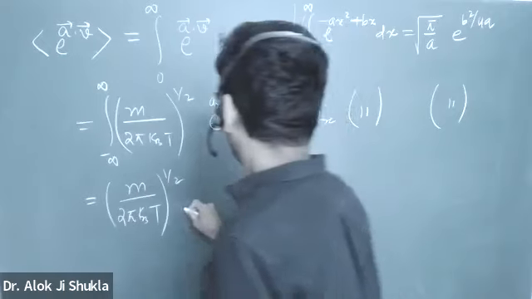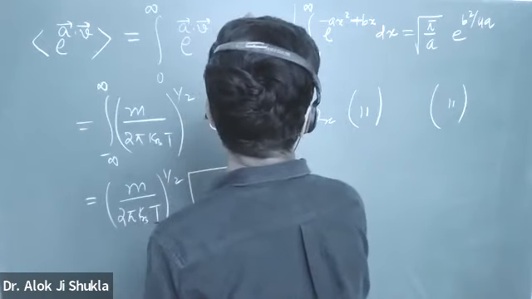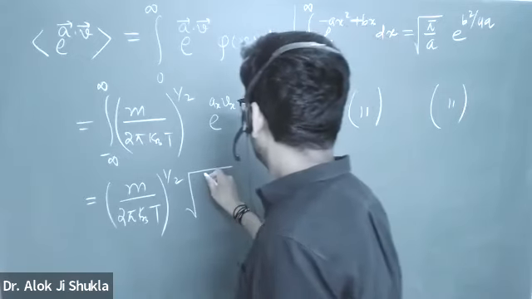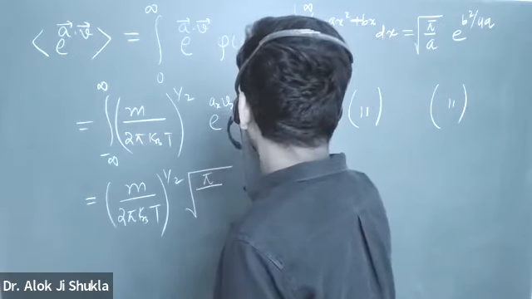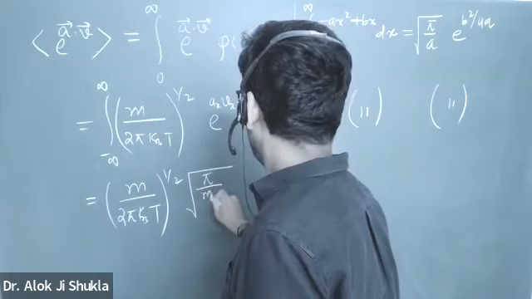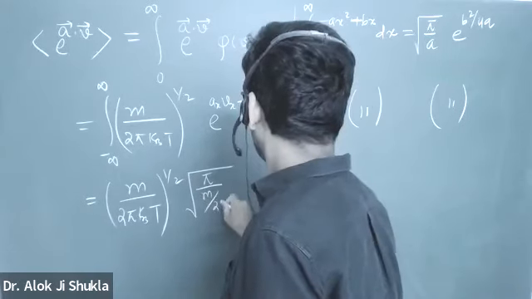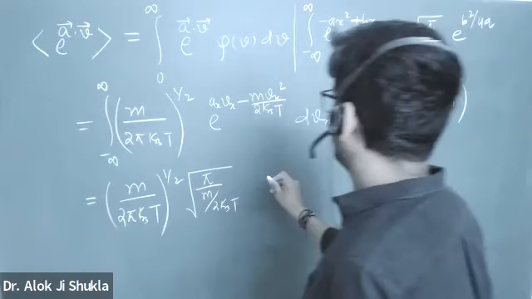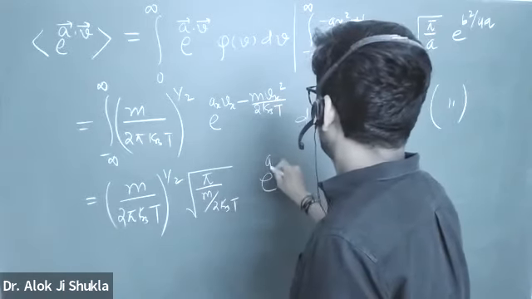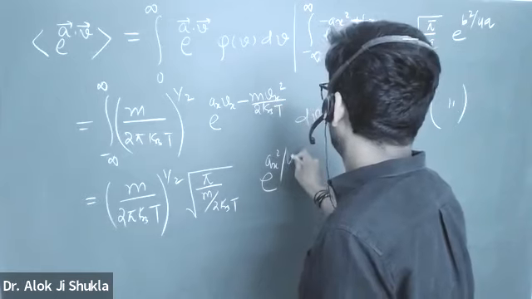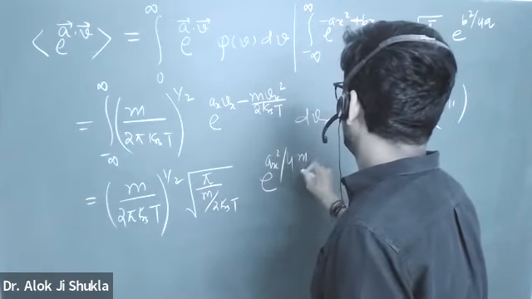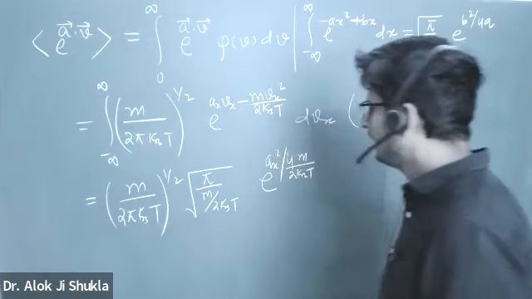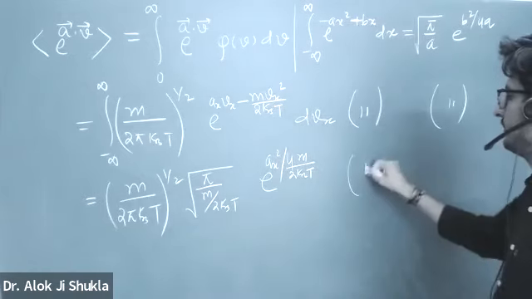It will become under root pi by A. So what is A here? m by 2 kBT, into e to the power b square by 4a. So 4 upon m by 2 kBT. Isn't it? Into the same.